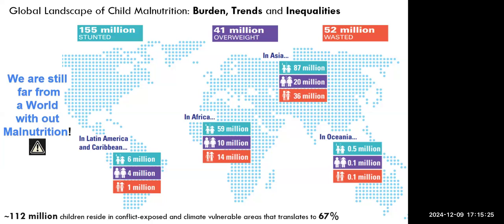But when it comes to regional comparisons or variations, we can easily see that Africa and Asia are the two regions which have the highest numbers of stunted, overweight, and wasted children in 2019.